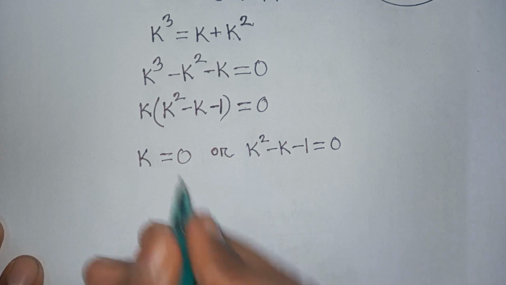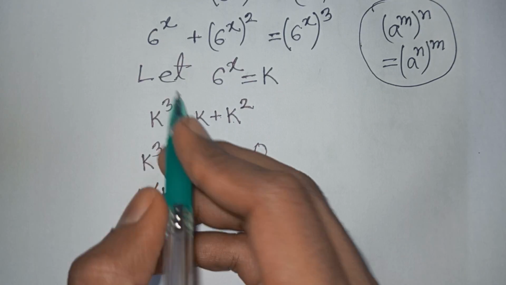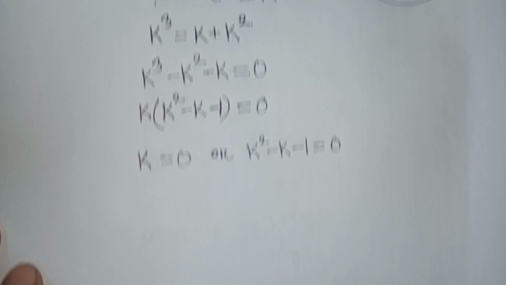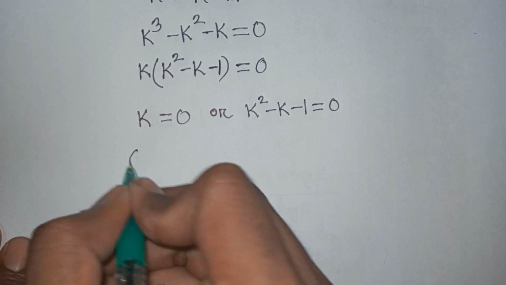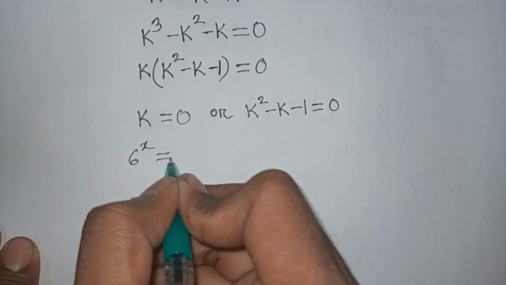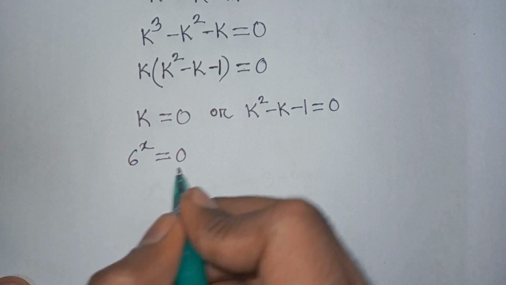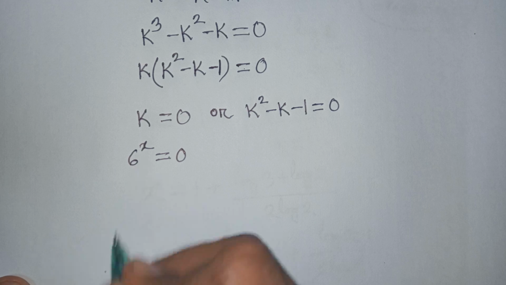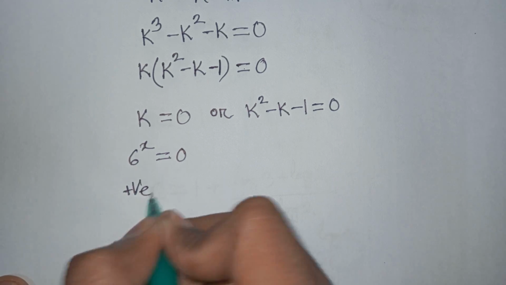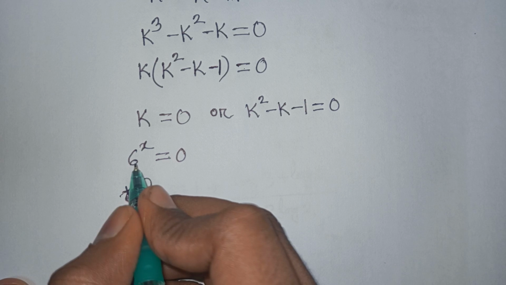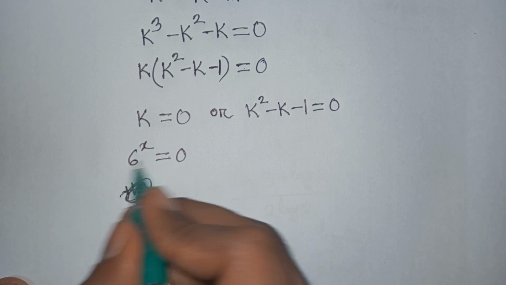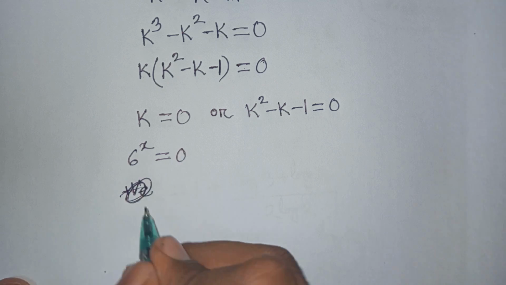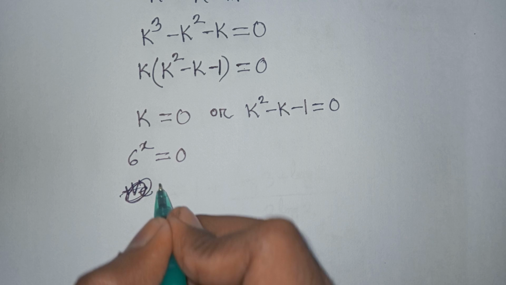Now we see k is equal to 0, but remember that we let 6^x be substituted by k. So k means 6^x is equal to 0. Now imagine x is any number. 6 power any number is always positive, that means always greater than 0. So this is rejected.